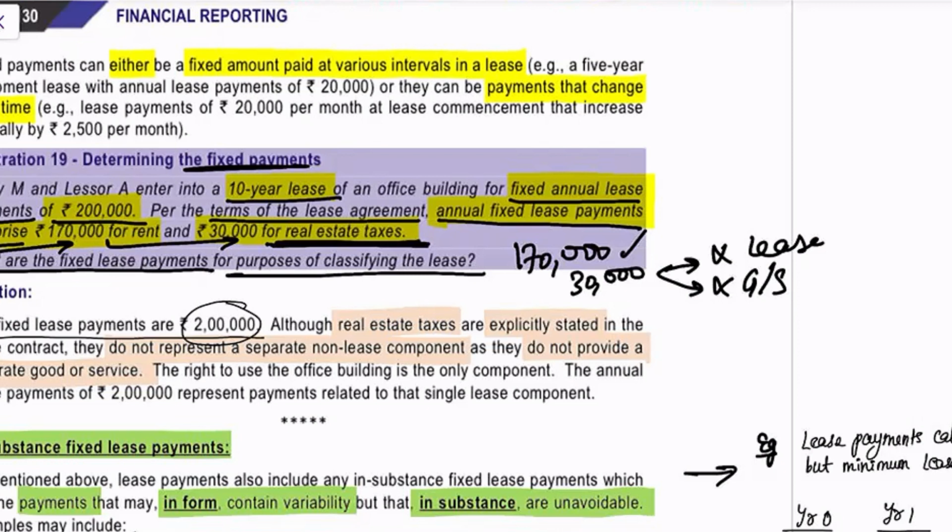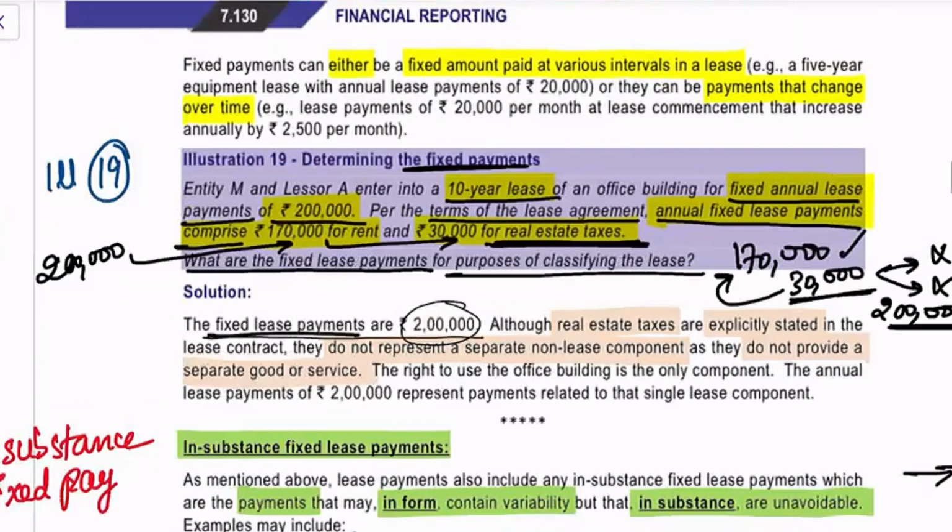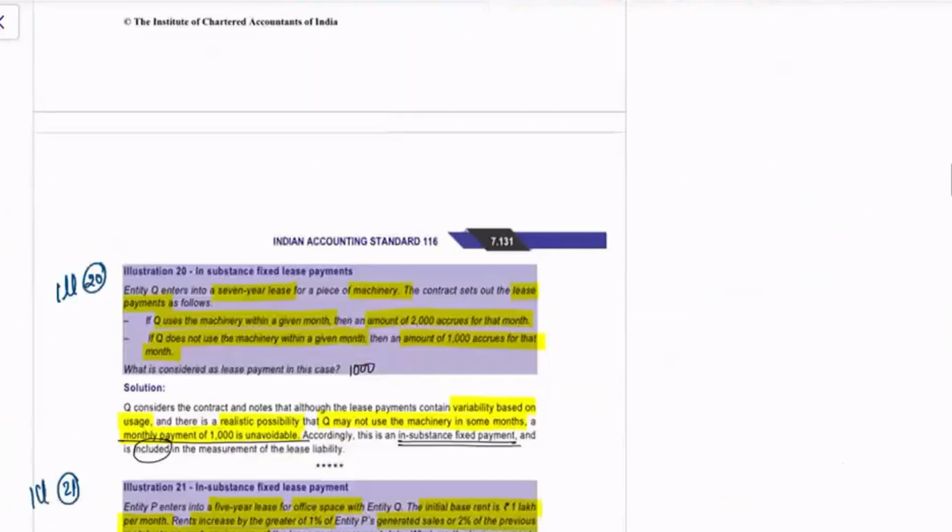So here we have to allocate this between the lease and the non-lease component. Here 30,000, in this question, is there any non-lease component? The answer is no, there is only lease component. So this 30,000 you will directly allocate to the lease asset. So 1,70,000 plus 30,000, the entire 2 lakh is related to the lease asset only here. So the entire 2 lakh will be your fixed lease payment. Okay, I hope you understood that.